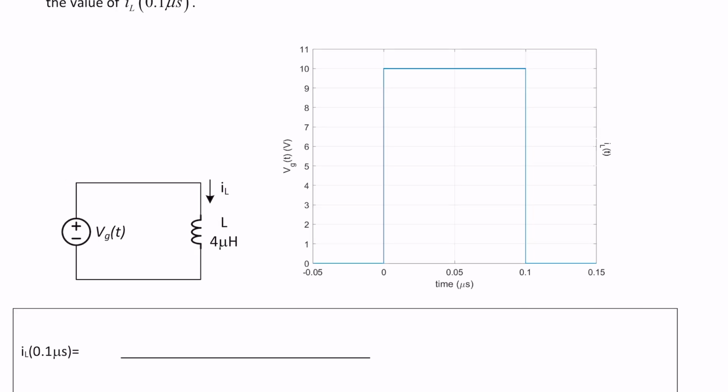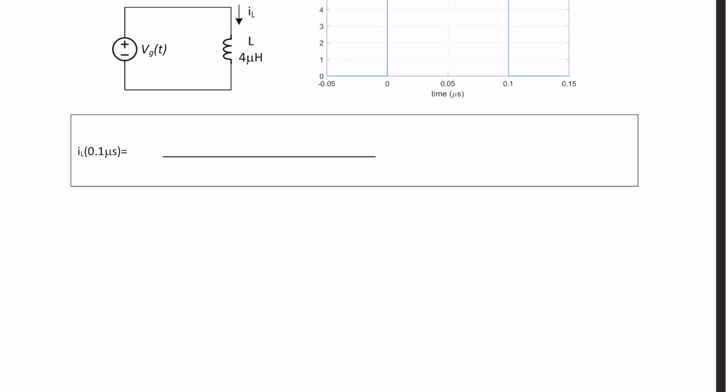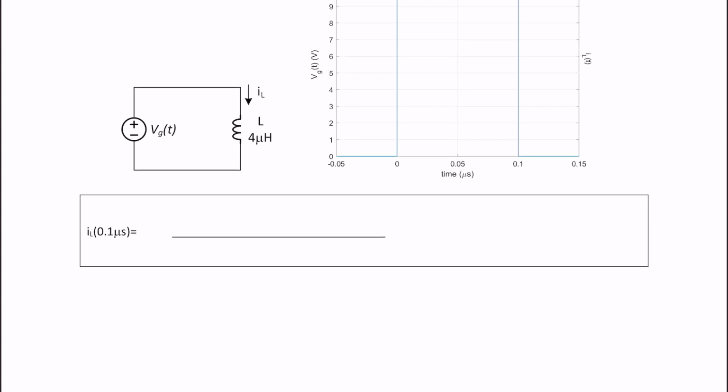So as you can see, the voltage turns on and then it turns off. In this time, what happens to the current? Well, obviously the current is going to grow, but by how much? That's what we have to find out. So what equation do we know that applies for the voltage of an inductor? And you'll see why we're using the voltage equation, but let me just write it down first.